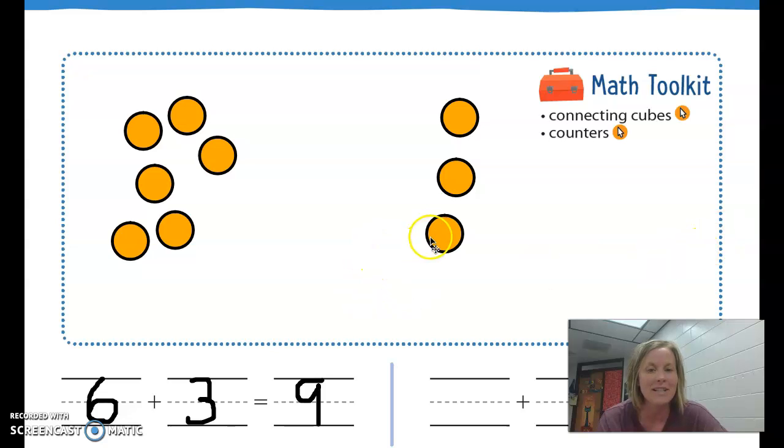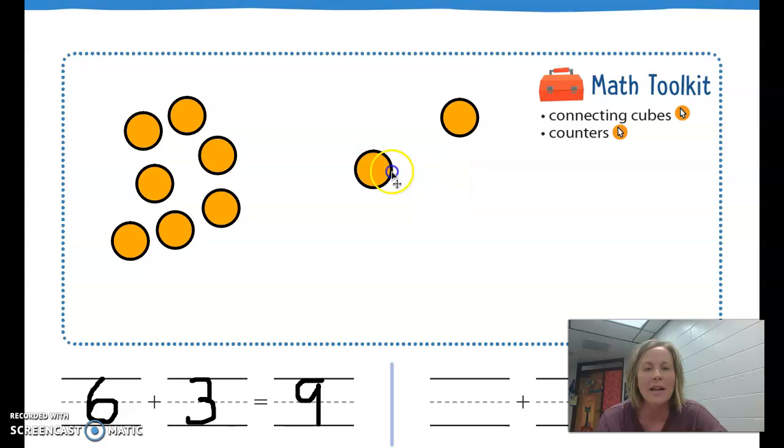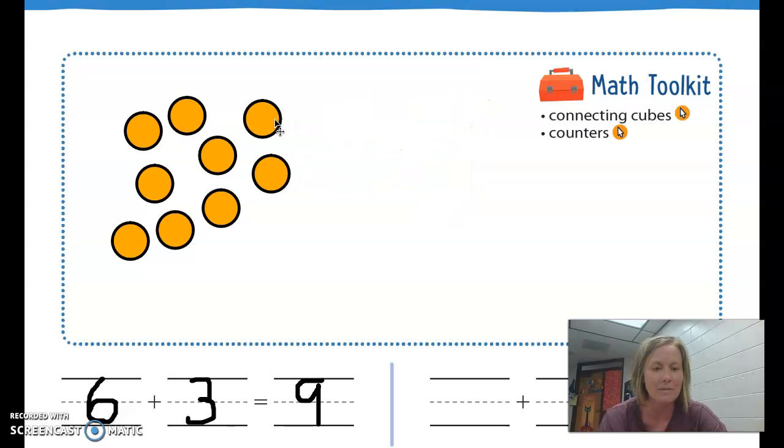All right, boys and girls, let's do another one. So put your counters all back together again, just like Miss Martin did. Now divide them back into 2 groups, but I want it to be a different group than you did last time. Can you divide them differently than you did last time?